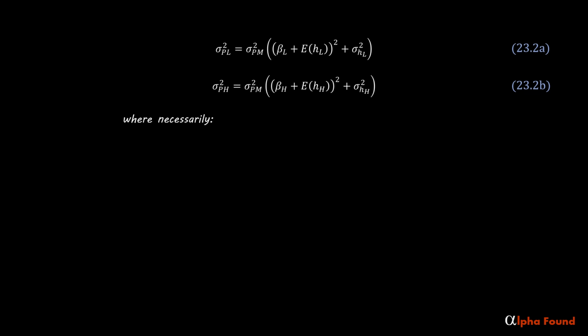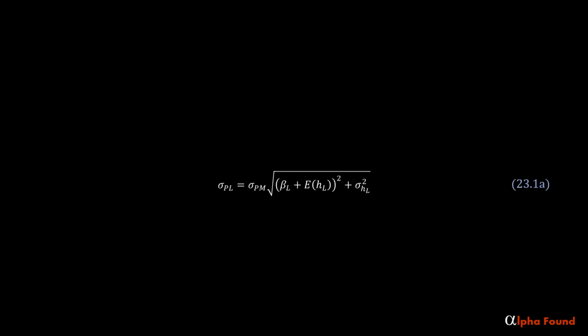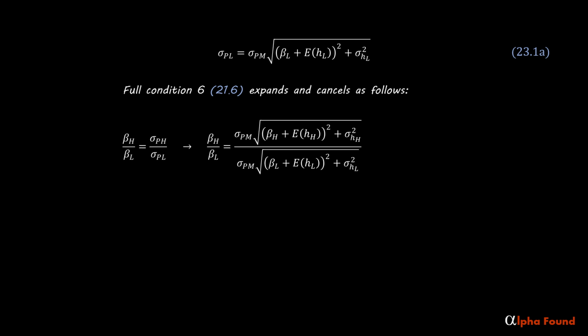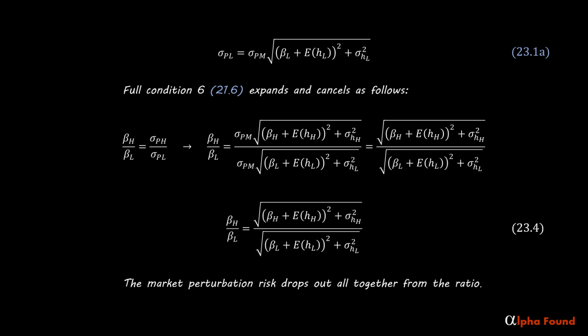where necessarily the variance of the low h equals the variance of the high h, and the expectation of the low h equals minus the expectation of the high h. Taking the square root of both sides of equation 23.2a, full condition 6 expands and cancels as follows. The market perturbation risk drops out altogether from the ratio.